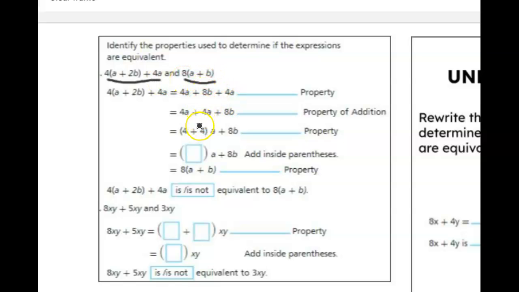So the first thing that they did is they took the first one and they changed it into this. To do this, they did 4 times a is 4a, and 4 times 2b is 8b. That means they used the outside number and they multiplied it with the ones on the inside. So that's distributive property because they went and multiplied with the numbers on the inside.